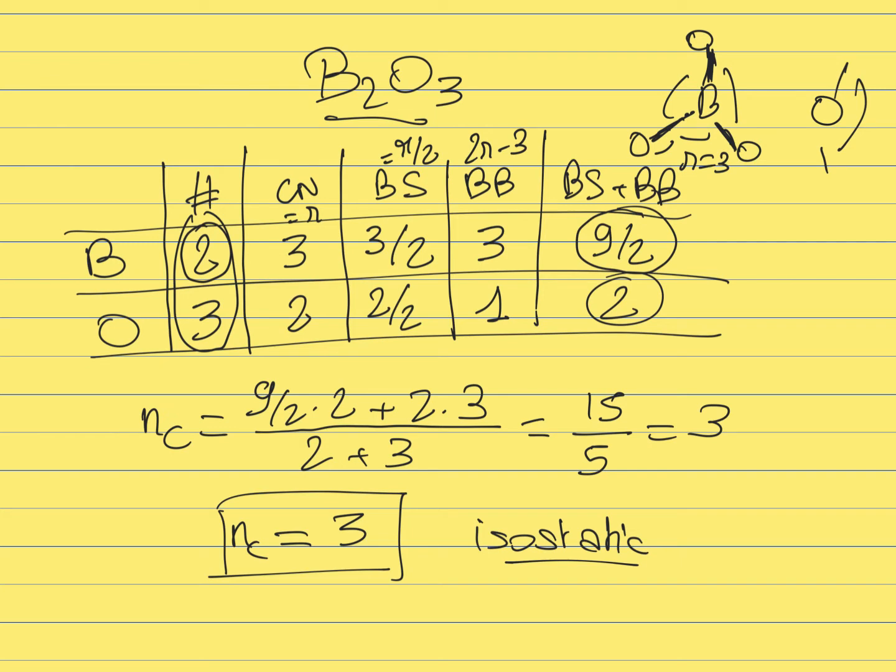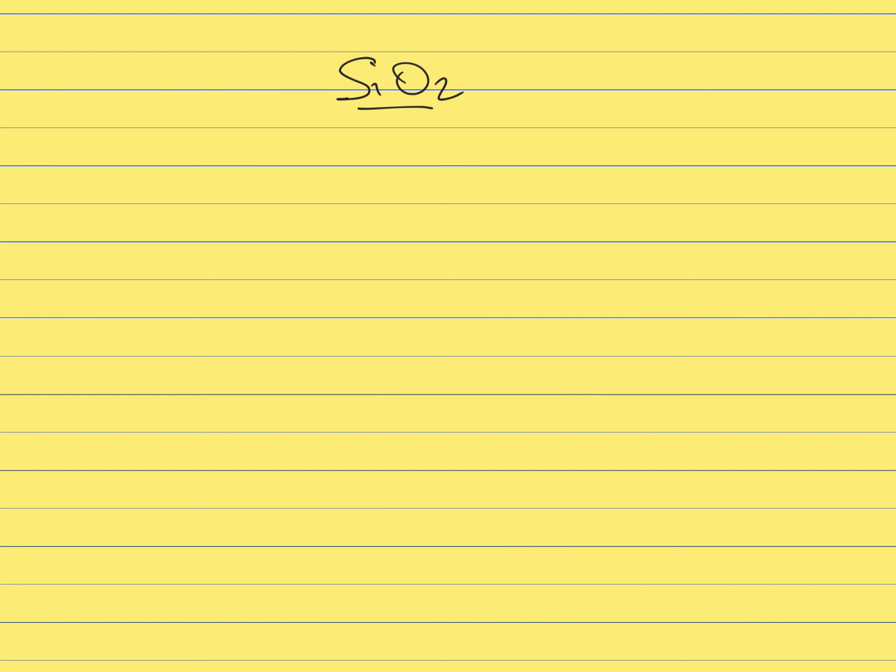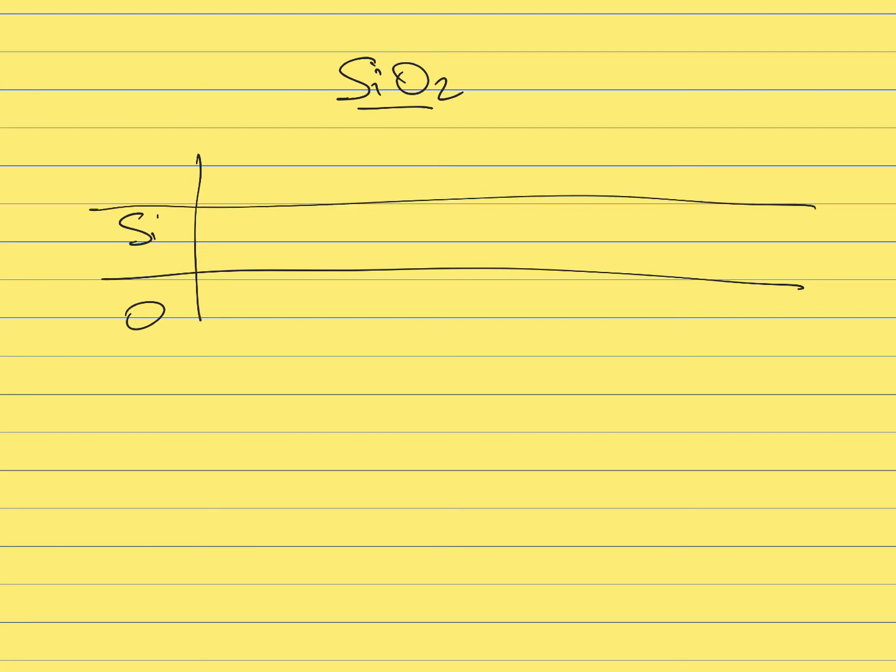Next example is silica, SiO2. So again, we know that SiO2 is a good glass former, so we should expect also to find that this glass is going to be a good glass former with an isostatic structure. So let's start to do the same table. So you have silicon, you have oxygen. Same thing, you start initially with the stoichiometry.